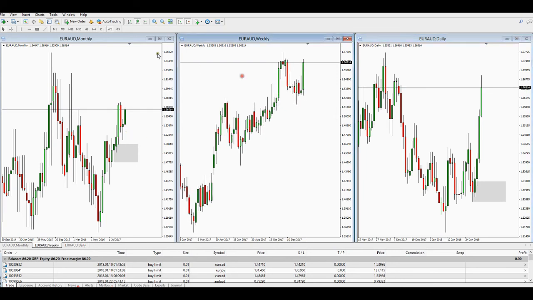So the weekly is starting to produce some demand levels, but I don't know what's going to happen here. Could potentially be a range bound on the weekly. We haven't actually pushed above this high yet, and the weekly hasn't had really a decent demand level. This to me is a demand level, and I'll tell you why.